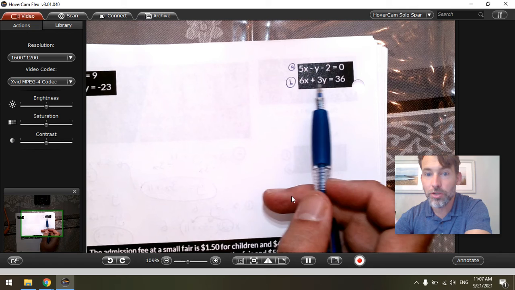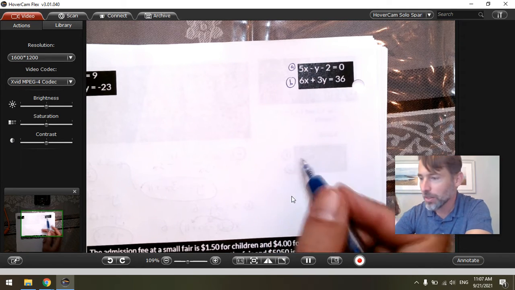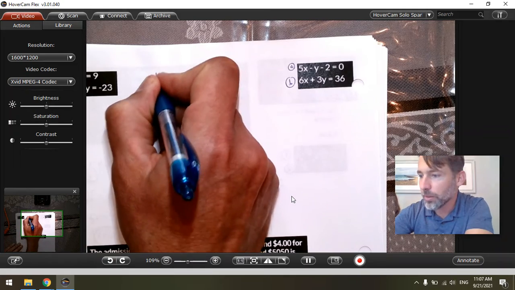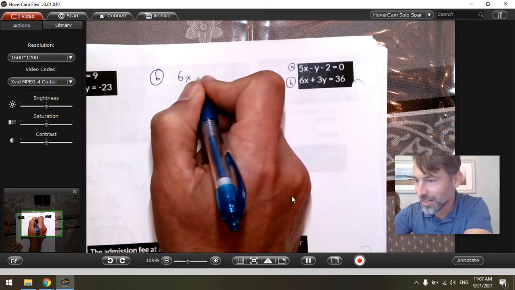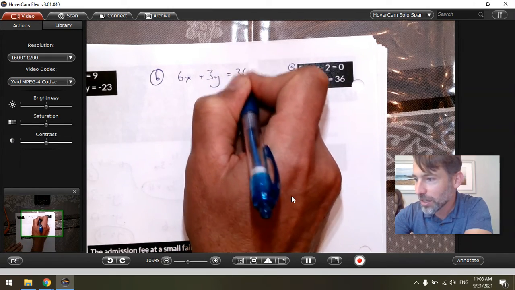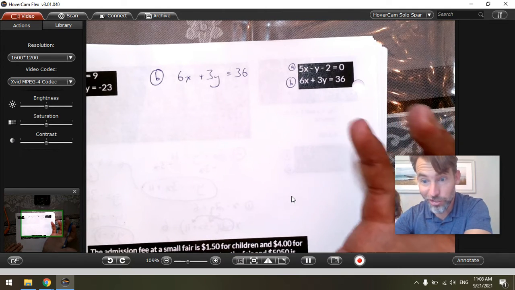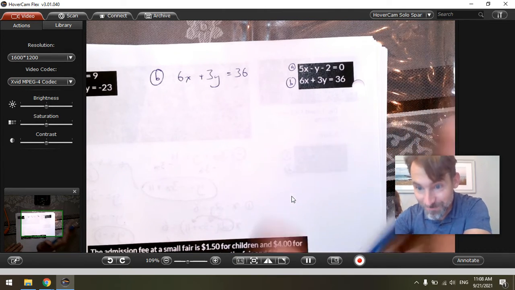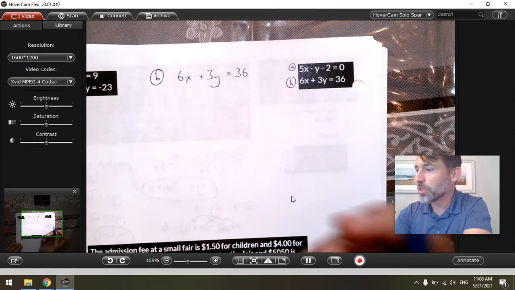Let's do one that's a little more challenging. I'm going to isolate this one first for x. I'm going to isolate for x here. So I'm going to rewrite B over here. B is equal to 6x plus 3y equals 36. All right, now, for some reason I choose to solve for x. I'm going to get fractions, and I'm not going to freak out. All right, this is what it's going to look like. I'm going to subtract 3y from both sides.